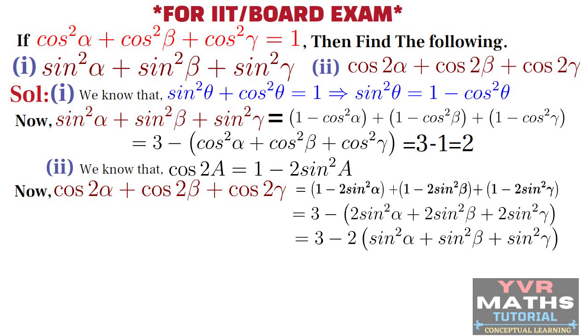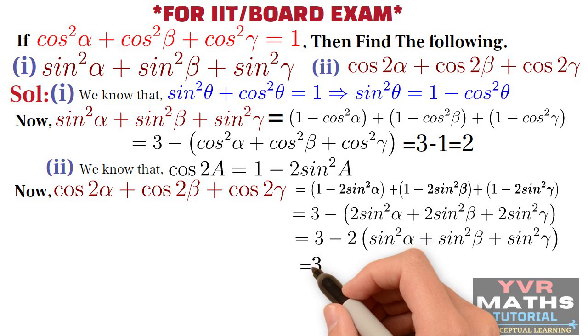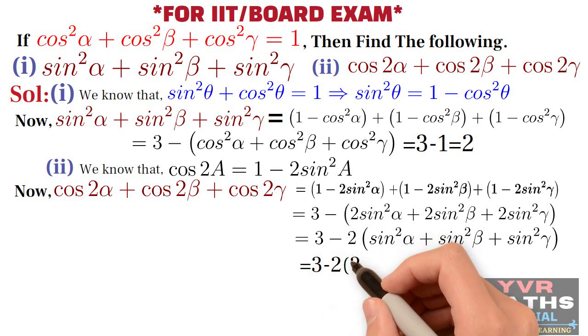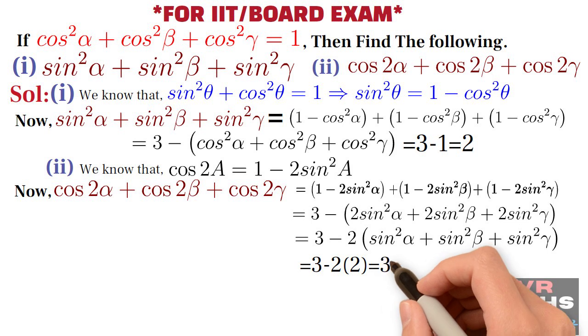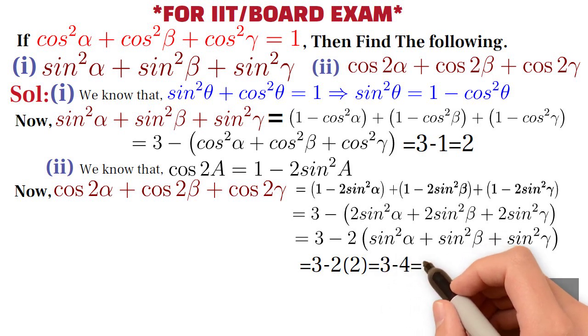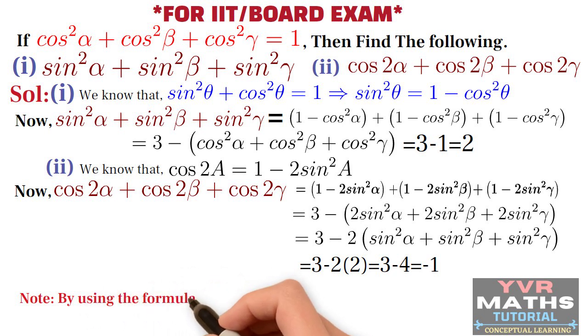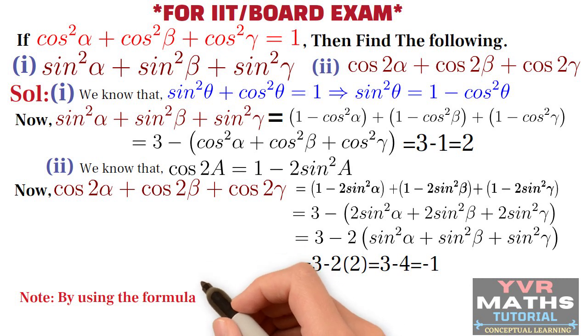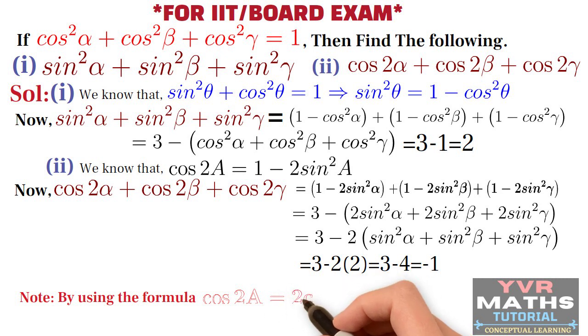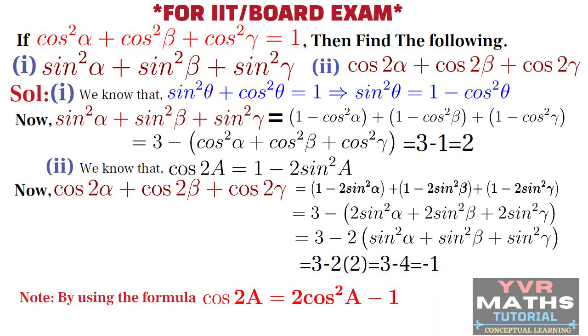From the first bit, sin²α + sin²β + sin²γ value is 2, so that is equal to 3 − 2 × 2, that is 3 − 4, which is equal to −1. So the second bit we can solve by using another formula also. From the trigonometric identities and formulas, we have one more formula for cos 2A. By using the formula cos 2A = 2 cos²A − 1, you can do this problem.